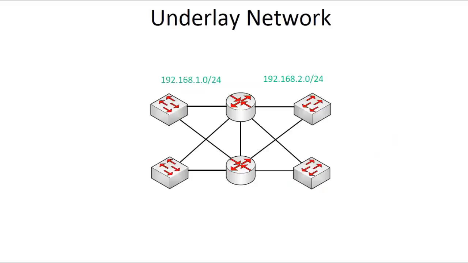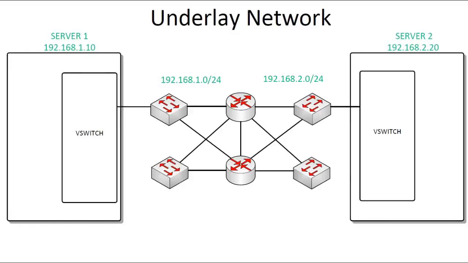Underlay network. Now let's look more specifically at how this might look in a real network. This network has two routers separating two Layer 2 rack switches. For this example, there are only two subnets, 192.168.1.0/24 on the left side and 192.168.2.0/24 on the right side. Since there will be an overlay network on top of this network infrastructure seen here, it is often referred to as the underlay network. Then there are two physical servers.